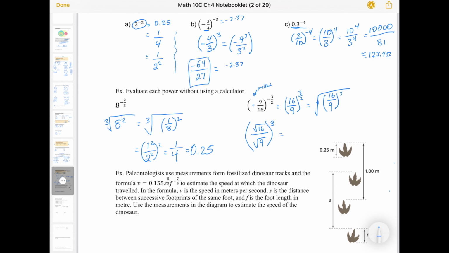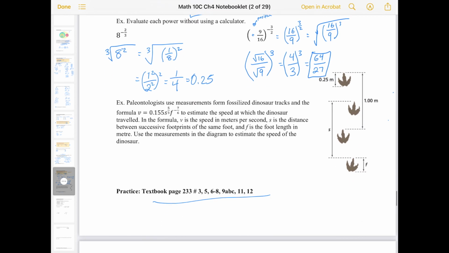Well, the square root of 16 is 4. The square root of 9 is 3. And I have the cubed root of this. So I would now need to take 4 to the exponent of 3 and 3 to the exponent of 3, and I would get 64 over 27. And that is good enough. That could be my answer for this question here. Again, we put this in our calculator, double check we're getting the right answer, and that's it.